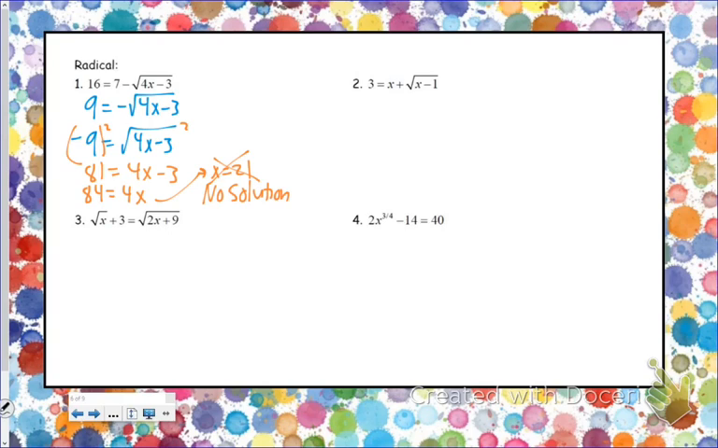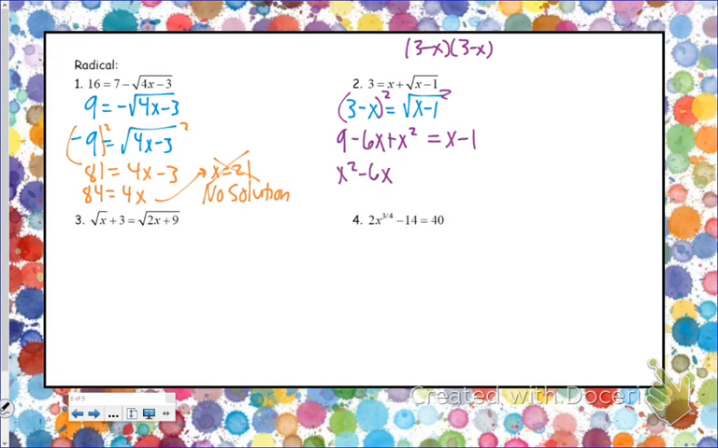Similar idea on number 2, except there's going to be a little bit more algebra with it. So first, I would move that over to get the square root by itself. Once the square root's by itself, I'm going to square both sides. When we square that binomial, we need to remember we're actually doing 3 minus x times 3 minus x, which gives us 9 minus 6x plus x squared. It's quadratic, so it has to equal 0. Let me go ahead and move that over.